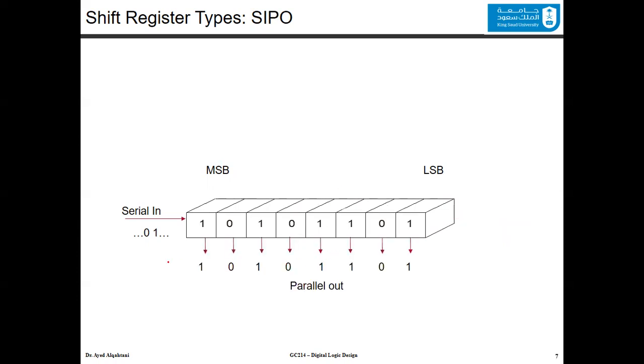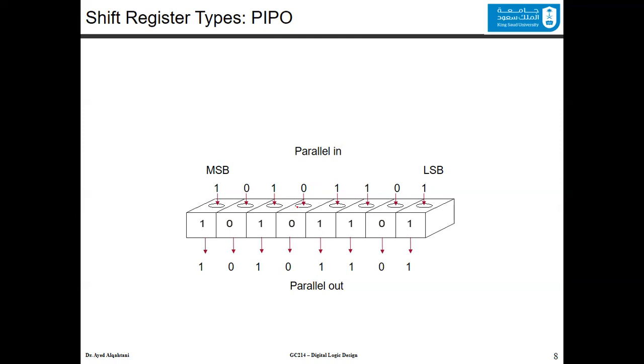Now, if you have a parallel output, the output is getting out at the same time for all the bits. This type is actually called SIPO, serial in, parallel out. Next type, this is the second type. Now, the third type is PIPO, which will be parallel in, parallel out.